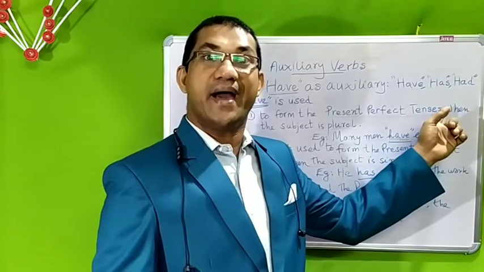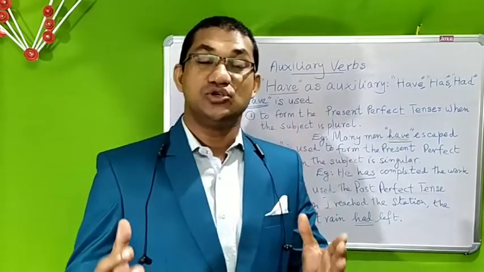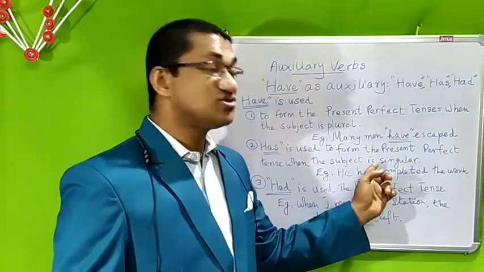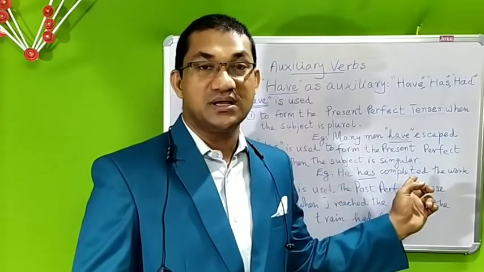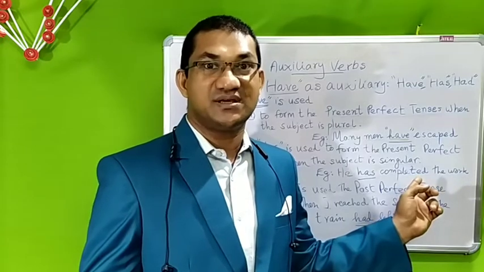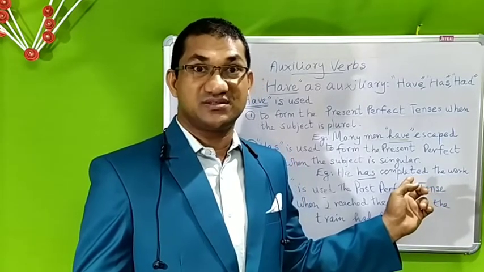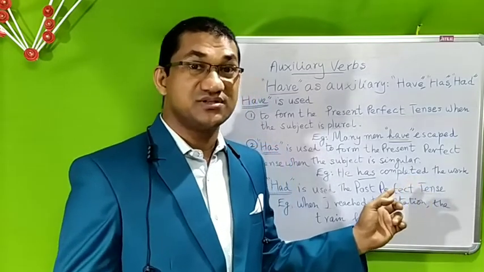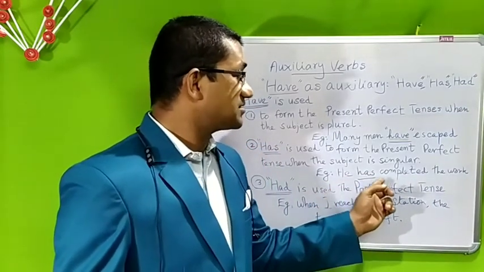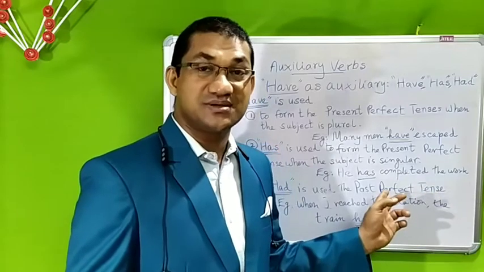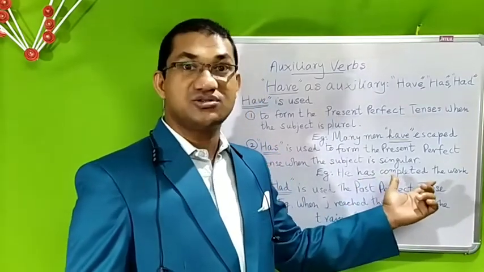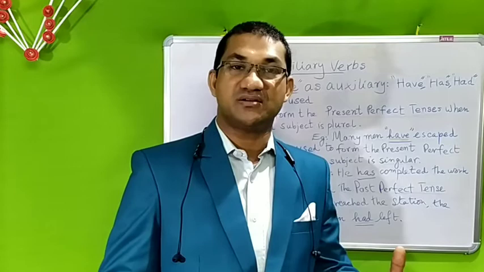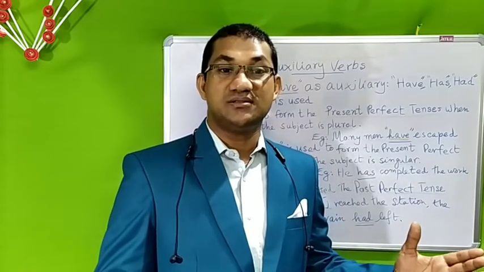When do we use has? We understand that has is used to form the present perfect tense when the subject is singular. This is very important. The second form of have, that is has, is used in the present perfect tense to form different sentences when the subject is singular. And we see, he has completed the project, he has completed the work, he has finished the task. He is singular, and the tense is present perfect, and we say he has completed the work.